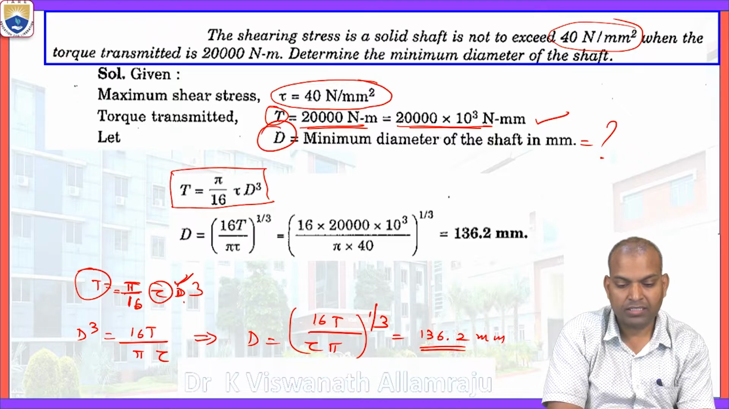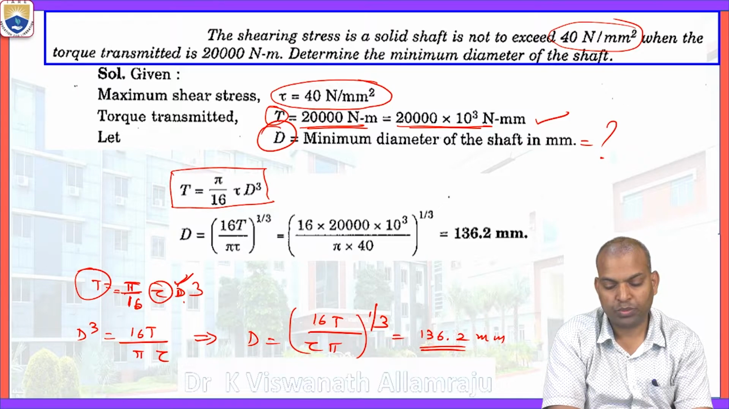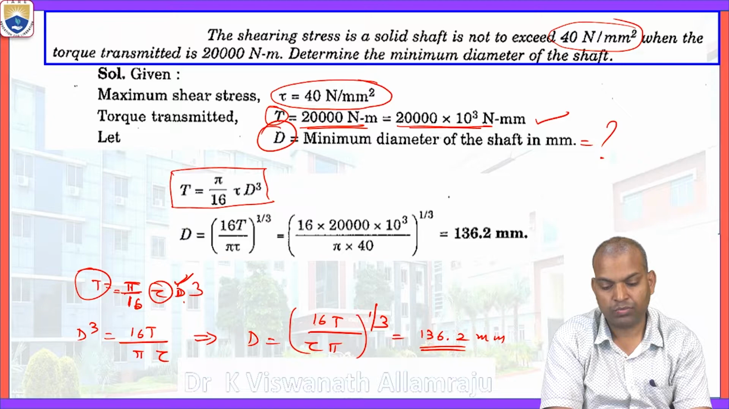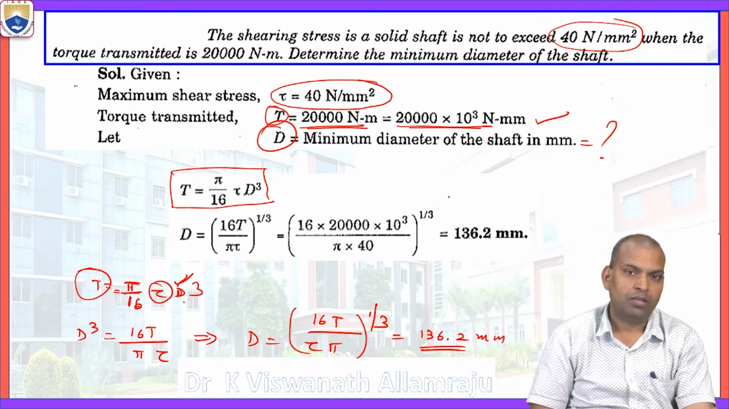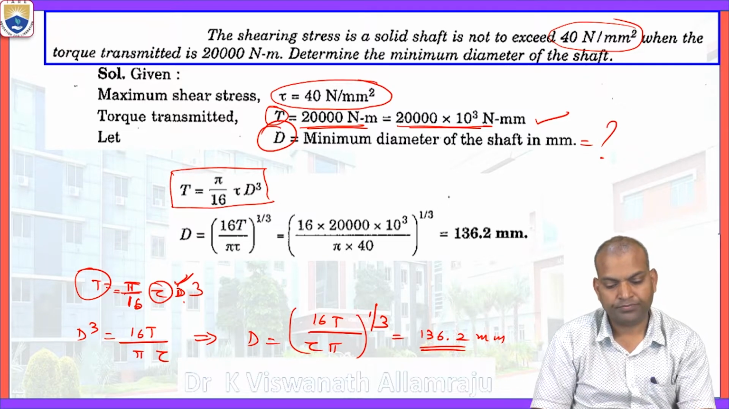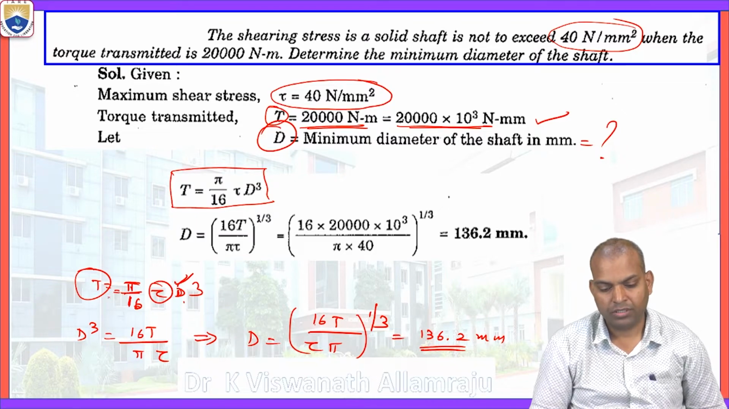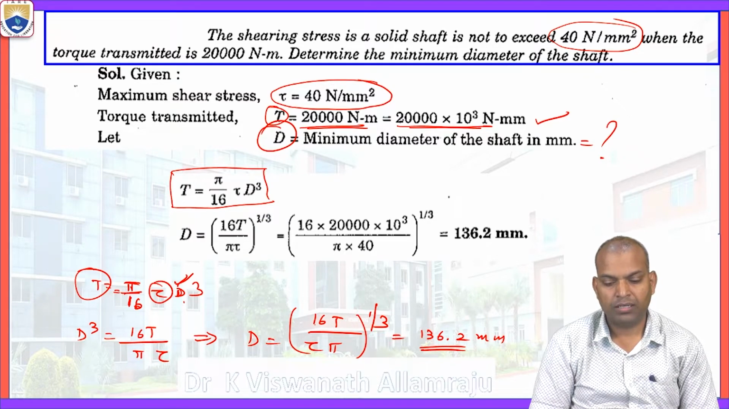So for the given data, practically here 136.2 millimeters, that means 13.62 centimeters diameter. So we can conceive the diameter of the shaft as 13.62 centimeters.